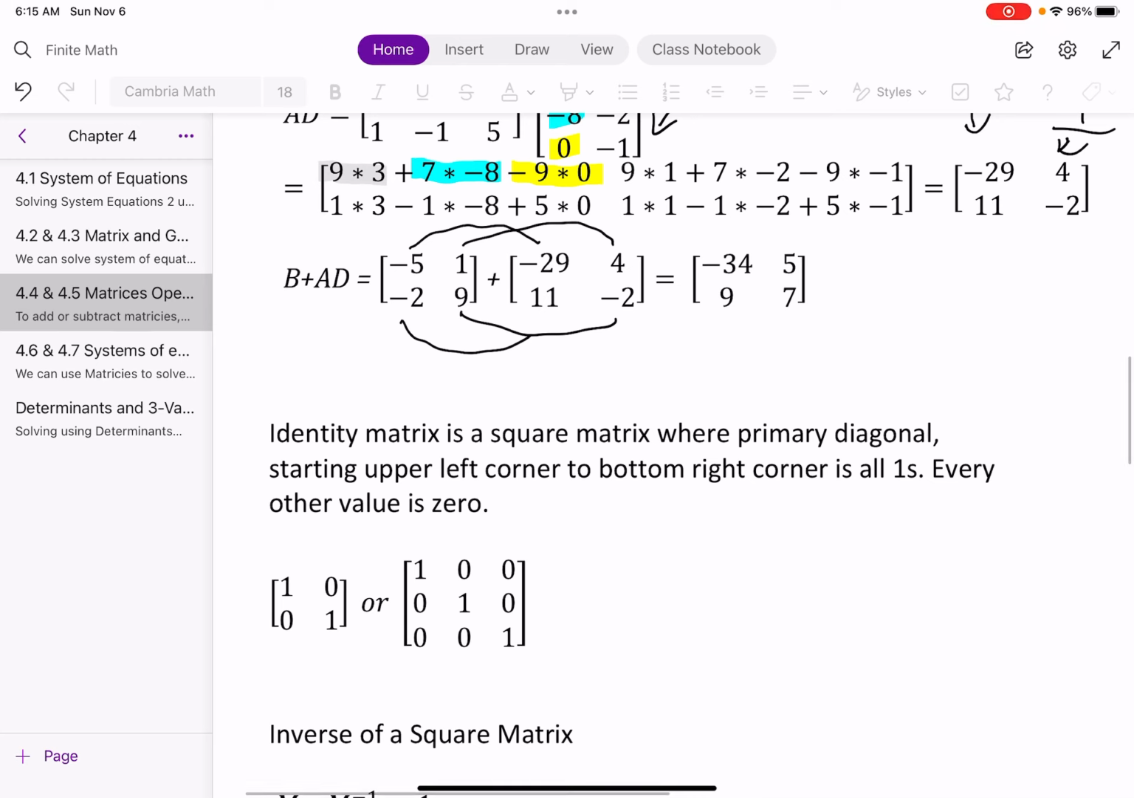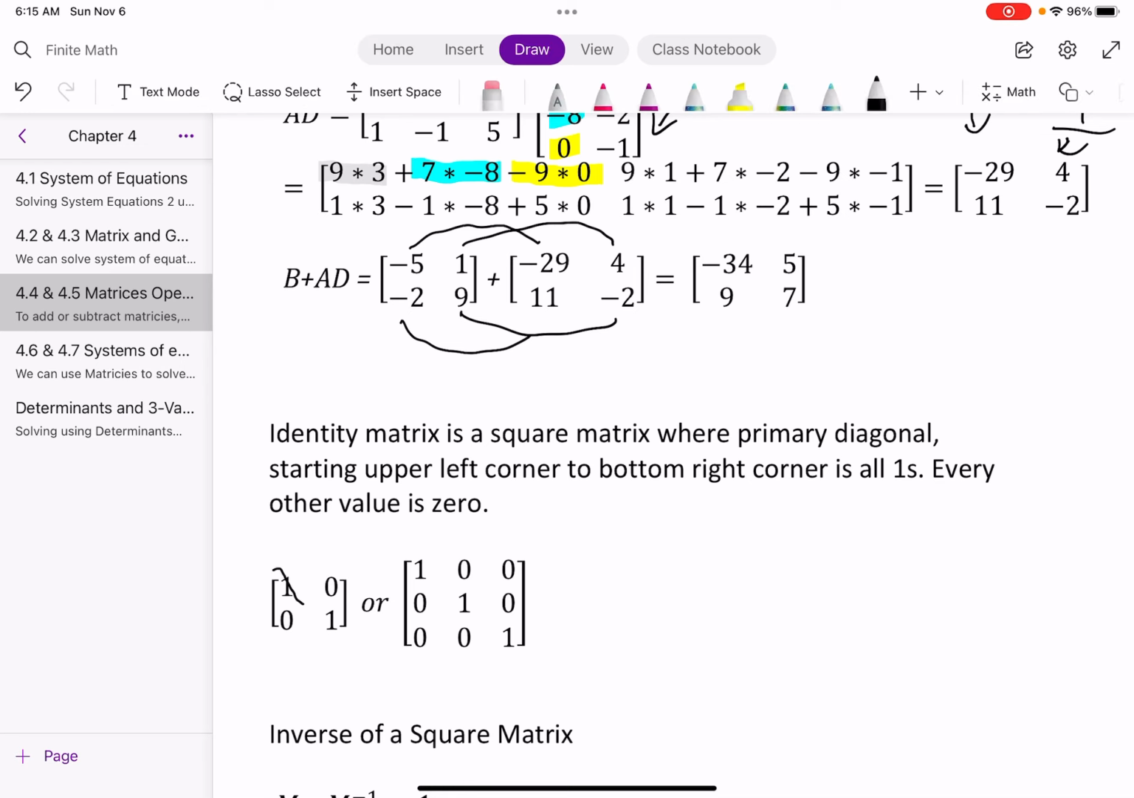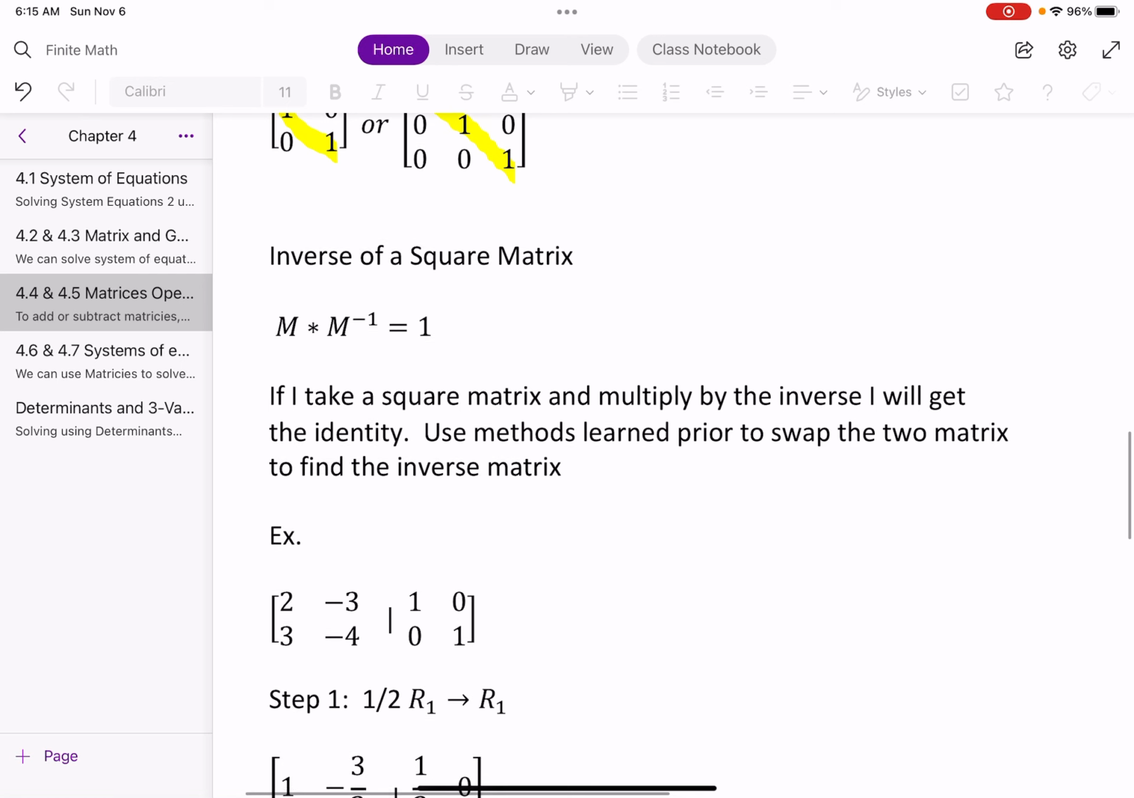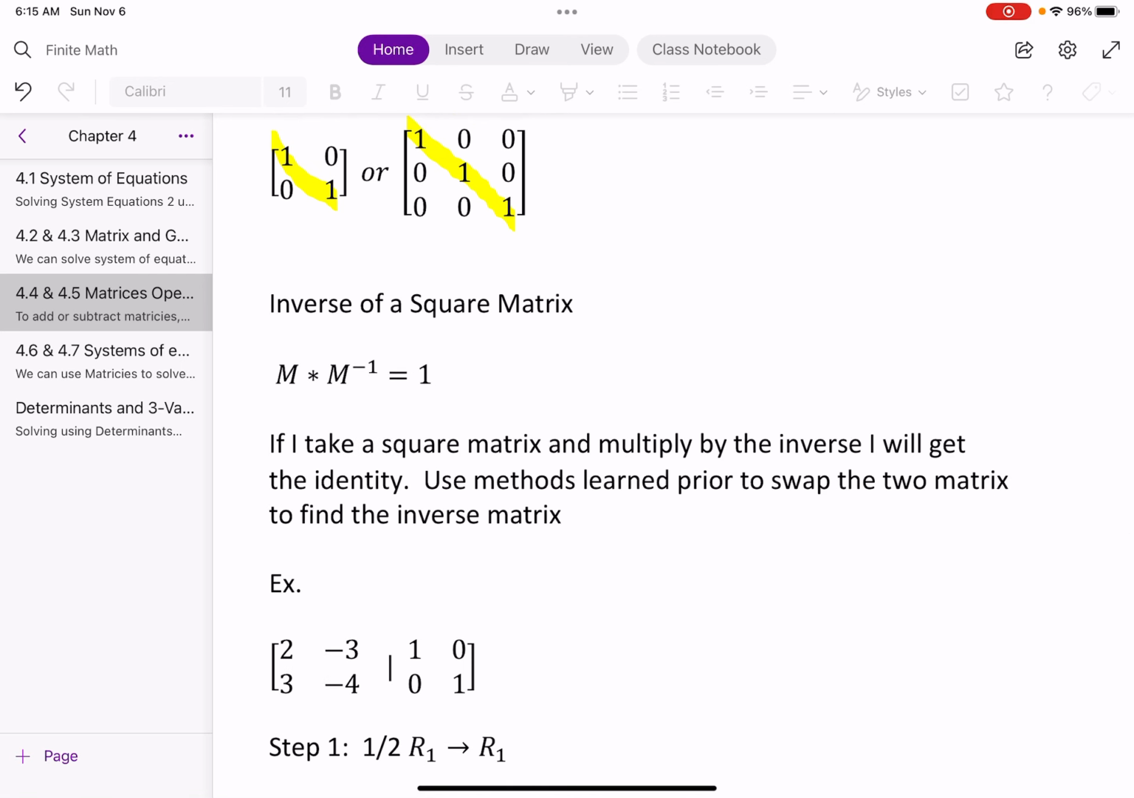An identity matrix we already talked about, but it is a square matrix where the primary diagonal, starting in the upper left corner to the bottom right, is all ones. So basically you get a diagonal of 1s, and everything else is 0. So you can find an inverse of a square matrix by taking our original matrix M, or whatever letter you use to identify it, and multiplying by its inverse. And any matrix times its inverse equals 1, which means it equals an identity matrix.